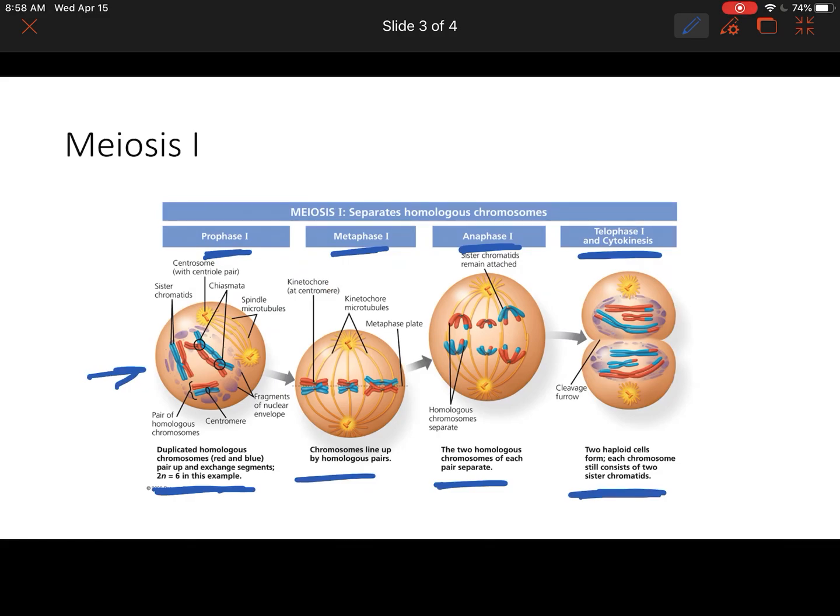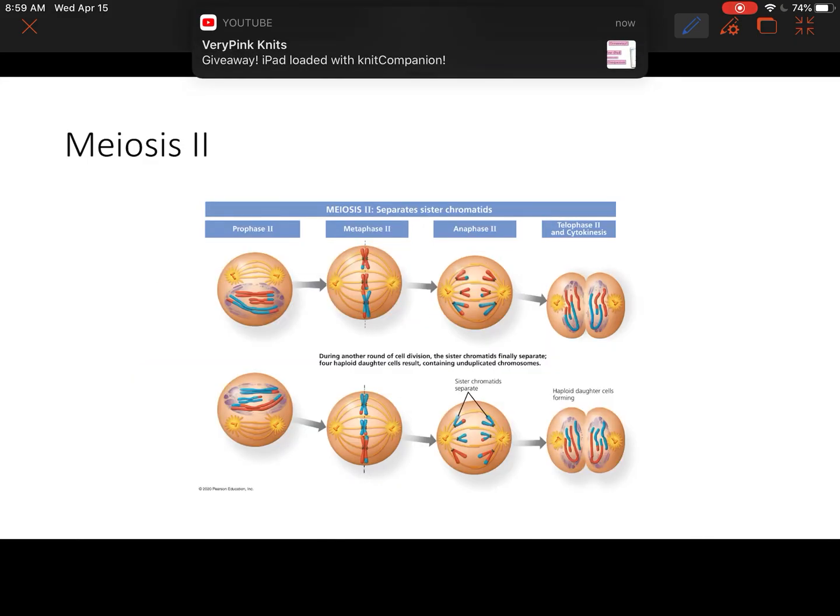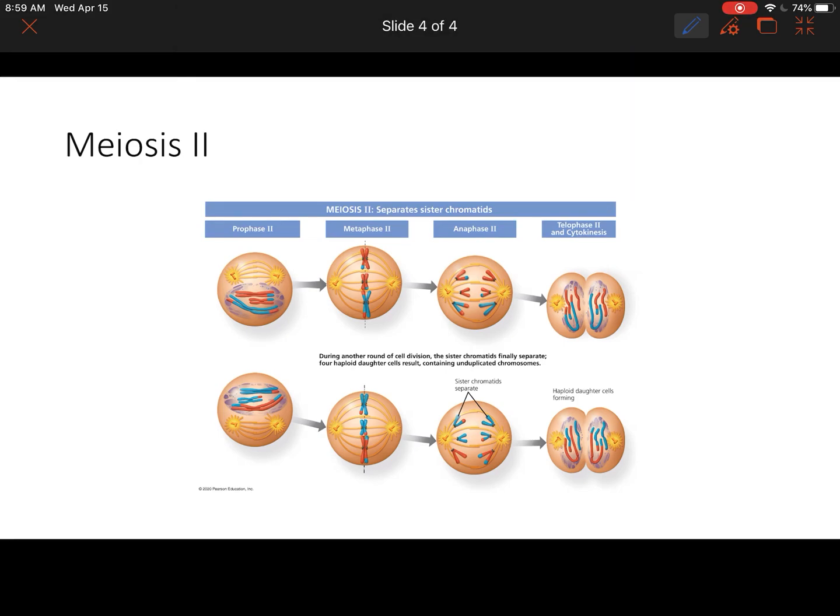So let me go back here. So remember, the goal of meiosis 1 was to create 2 haploid cells, but each chromosome is still a pair of sister chromatids. Well, in meiosis 2, the goal is to separate the sister chromatids. Meiosis 2 is essentially mitosis. Okay? And what I mean by that is the same series of events that happens from prophase 2 all the way to the end of cytokinesis is the same series of events that happens from prophase to cytokinesis in mitosis.